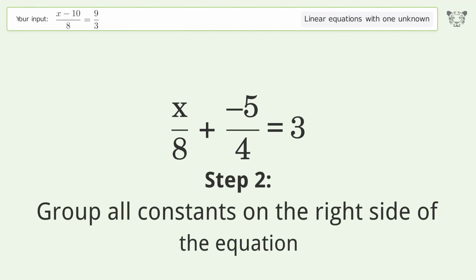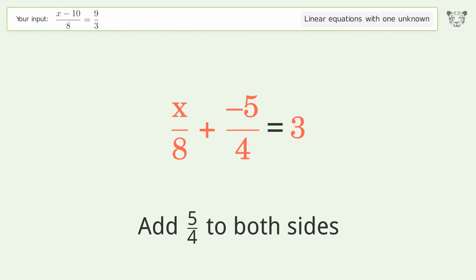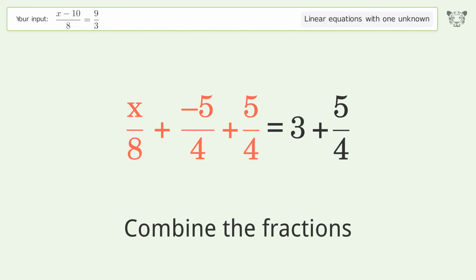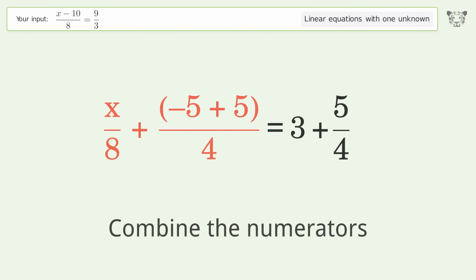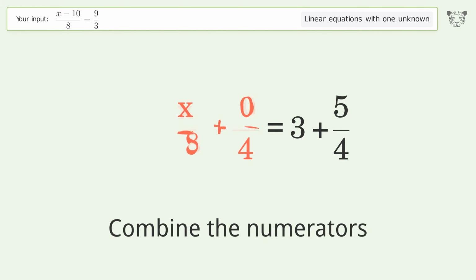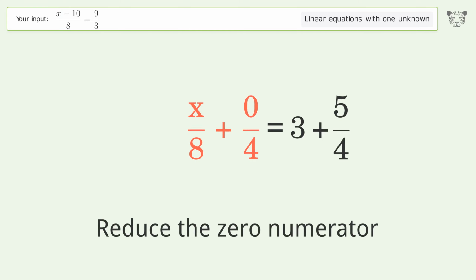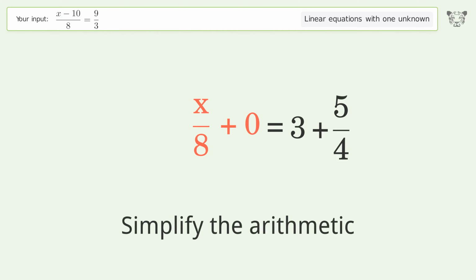Group all constants on the right side of the equation. Add 5/4 to both sides. Combine the fractions. Combine the numerators. Reduce the zero numerator. Simplify the arithmetic.